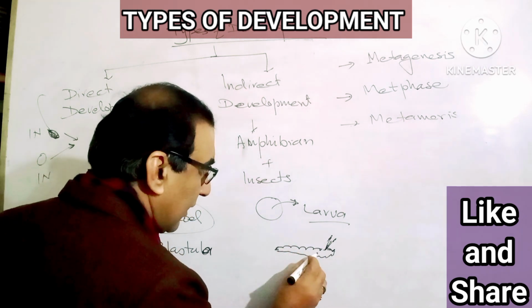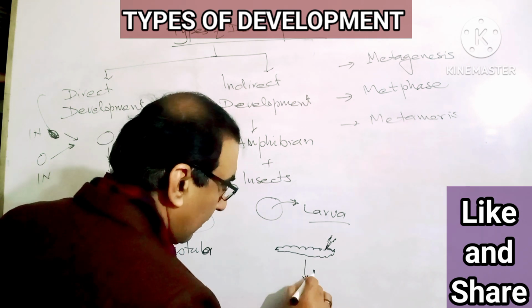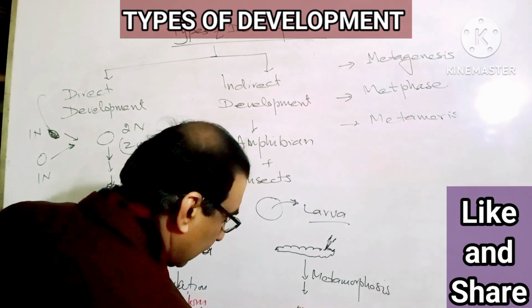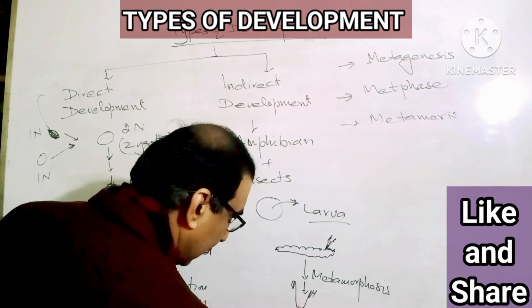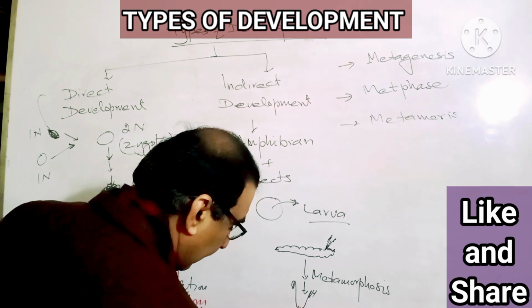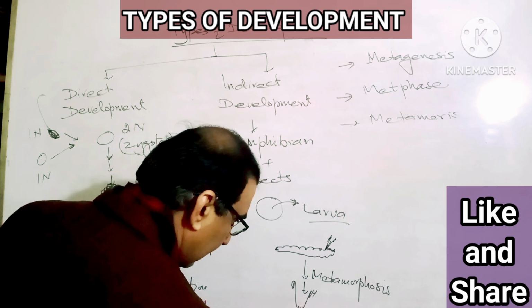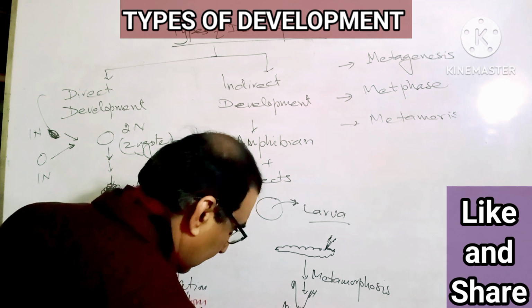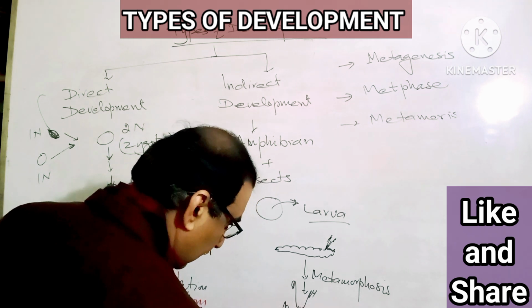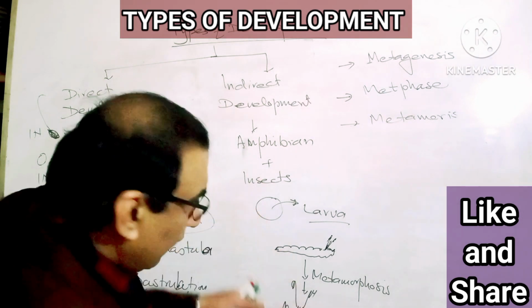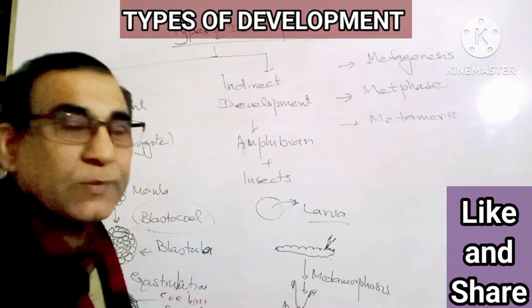And that larva undergoes what? Metamorphosis. And that may become an insect. So here is an insect, and that insect is quite different from the larva. This is larva. Larva keeps on feeding.